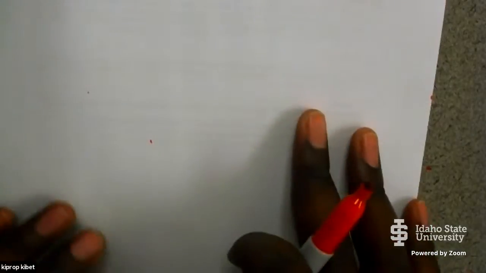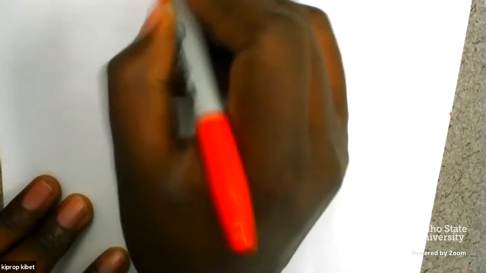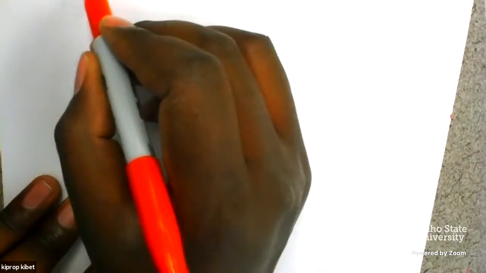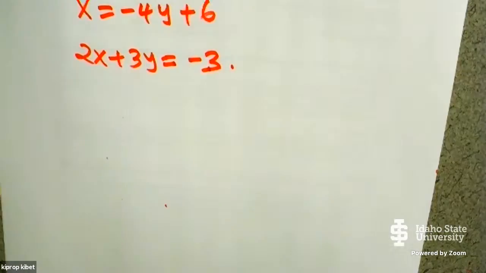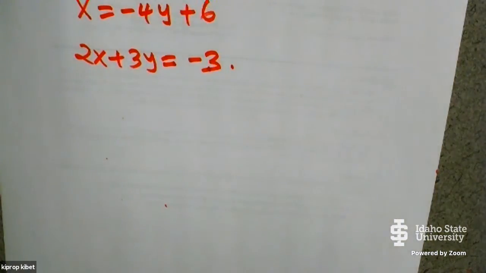Now, if you're given this equation, x equals minus 4y plus 6, then 2x plus 3y equals minus 3. So we are given like this, the first one and the second. If you look at this one, you've made x the subject. So x equals to that, and this one is the second one.